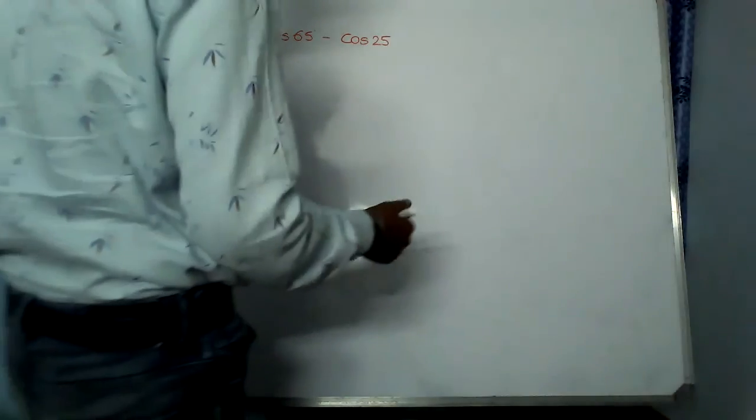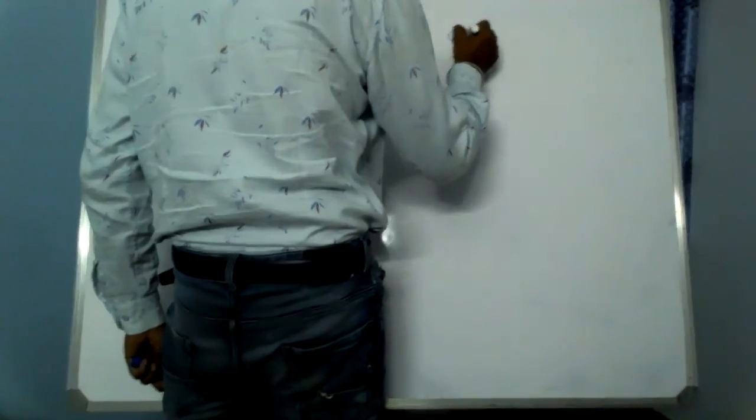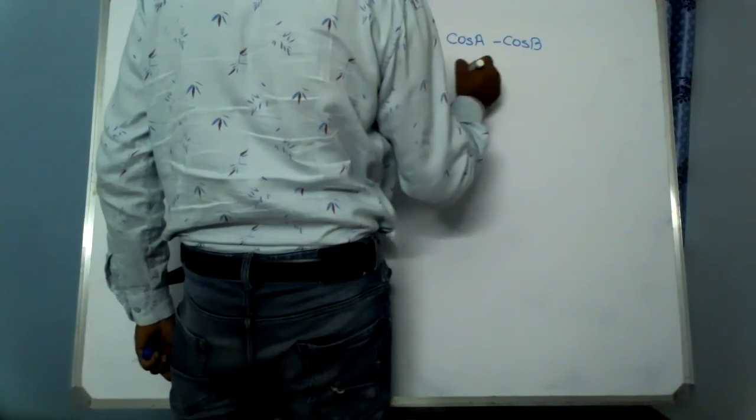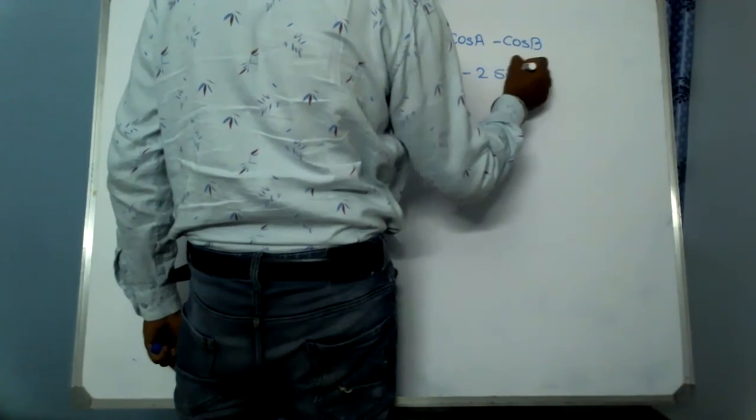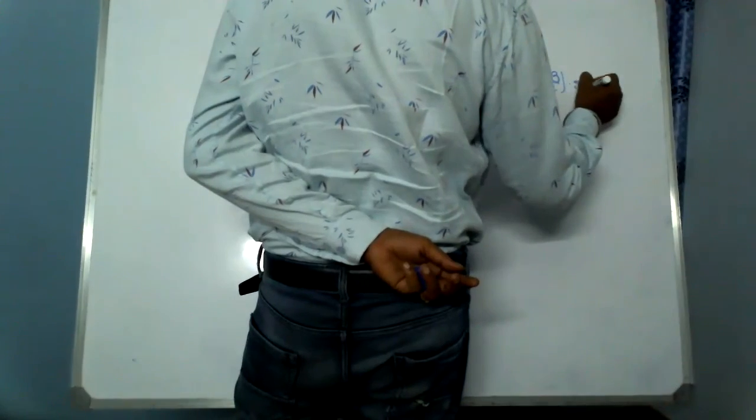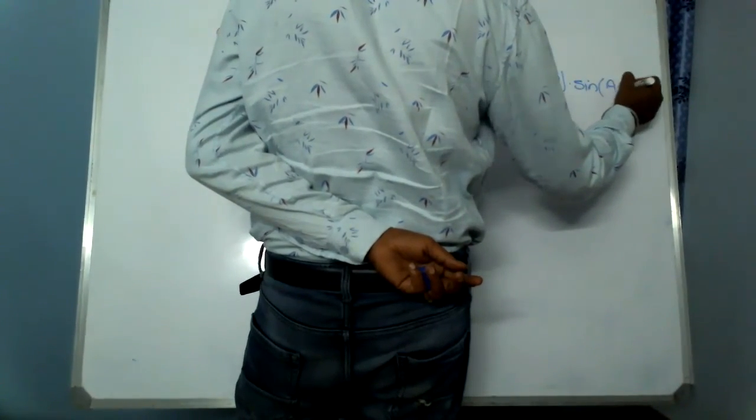If not, in the last class I think I have used it. Anyway, I'll write the formula again. Cos A minus cos B is minus 2 sine of A plus B by 2 into sine of A minus B by 2. It's minus, no? So it will be this.